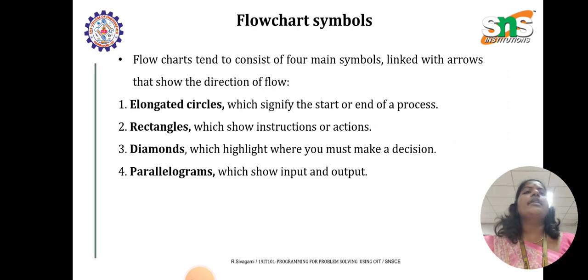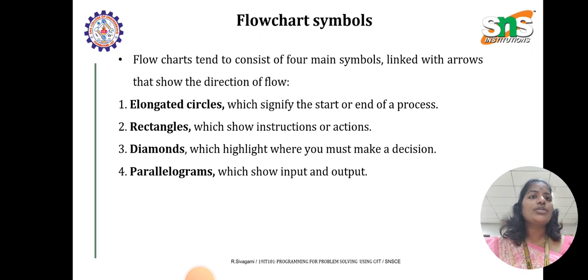Flowchart symbols. Next we are going to learn about flowchart symbols. The flowchart tends to consist of four main symbols, with arrows that show the direction of the flow. Elongated circles signify the start or end of the process.